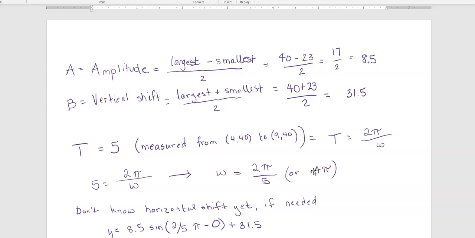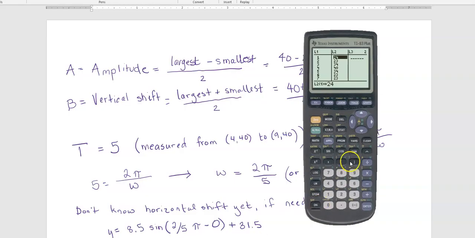So anyway, here's our amplitude, and our vertical shift, which is the largest plus the smallest divided by 2, gives us 31.5. Our T is measured, and I'm going to pull this back up and plot this information. I want these two both turned off for the moment. If my equals signs are not highlighted, then those are not going to show up on my graph. So I'm going to draw my graph, right? And you can see it comes down, goes back up here, then comes back down, and then comes back up.